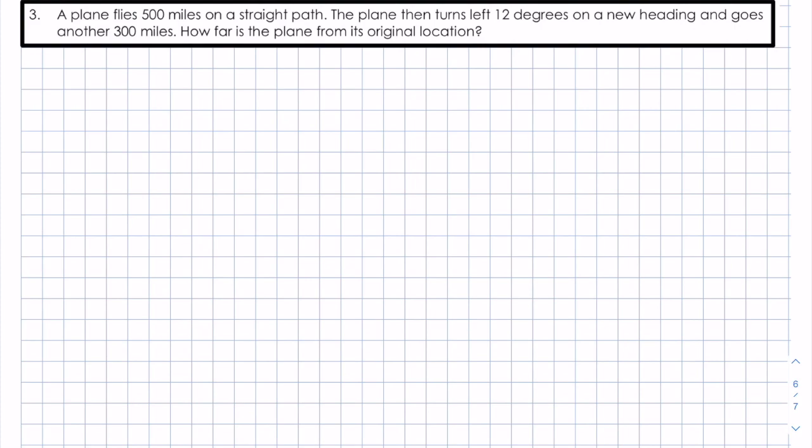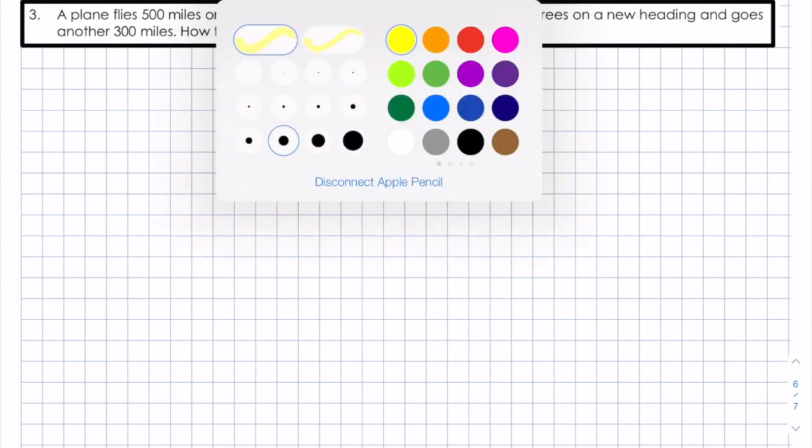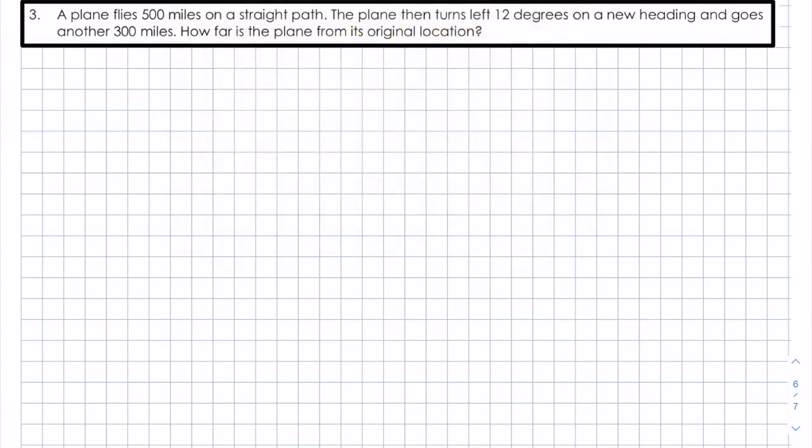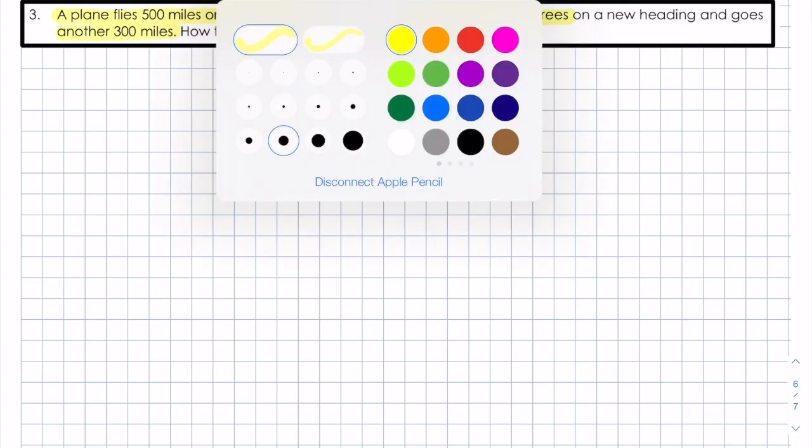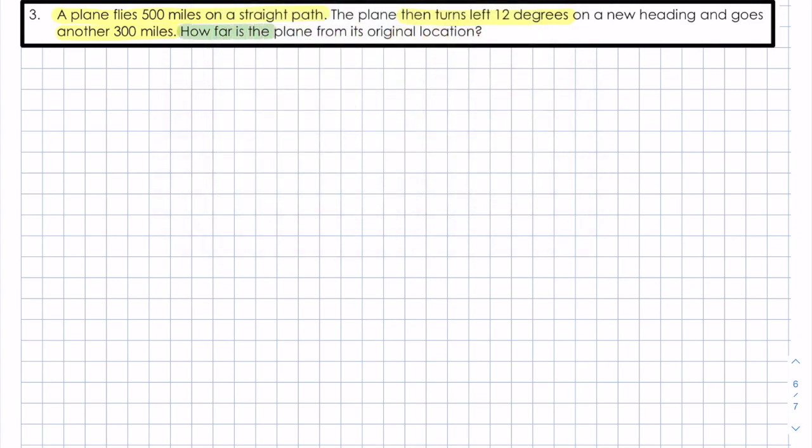All right, and we're going to continue on with these word problems. Here is a third example. Just like 2 sentences, but there's a lot of information in here. So this third one says, a plane flies 500 miles on a straight path. The plane then turns left 12 degrees on a new heading and goes another 300 miles. How far is the plane from its original location? So let me highlight this in a different color.